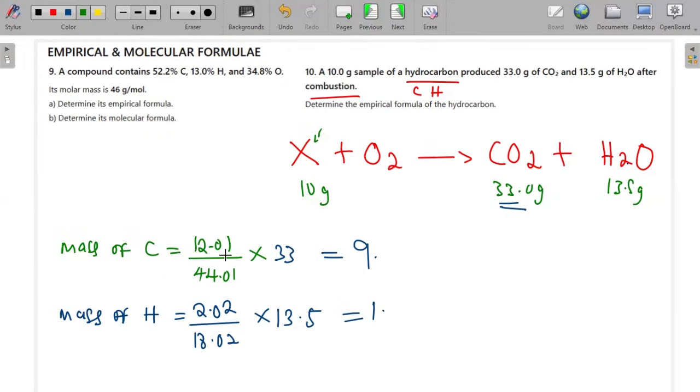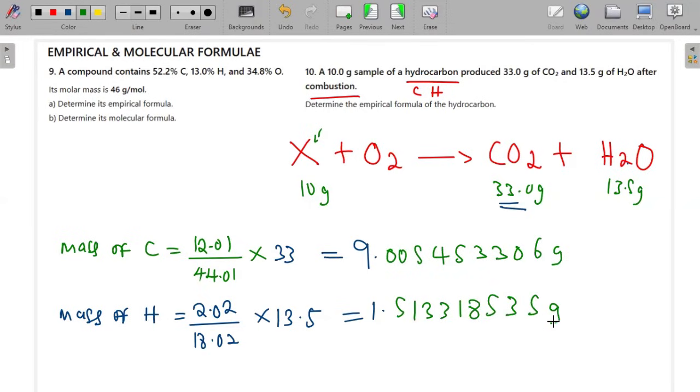So this one was, I'll do it again. So it was 12.01 divided by 44.01, right? Then I multiplied by 33. So I'll get the exact calculator value. So this was 9.005453306, so that we are accurate. Then this one was 2.02 divided by 18.02 multiplied by 13.5. So this one is going to give me 1.513318535 grams. Okay, so that's the mass of carbon and that's the mass of hydrogen there.